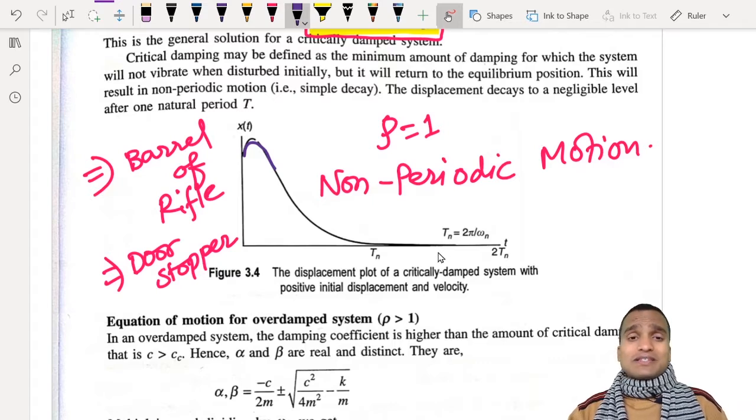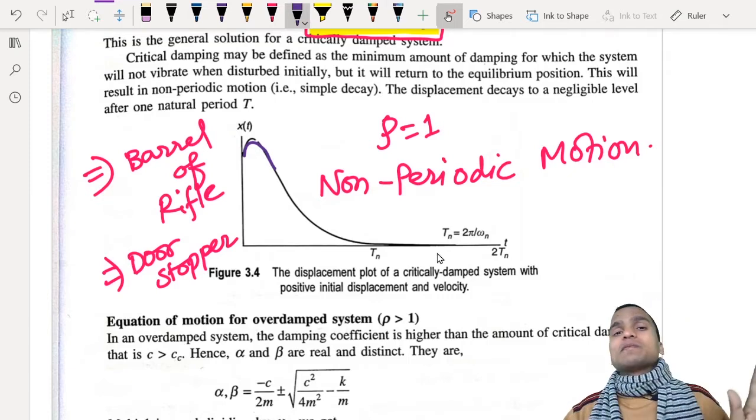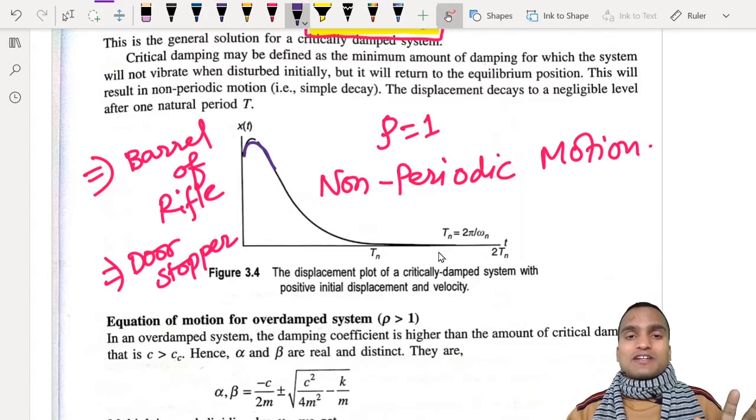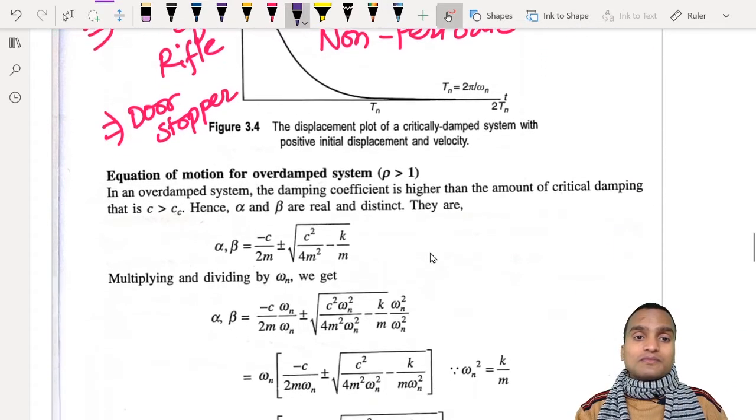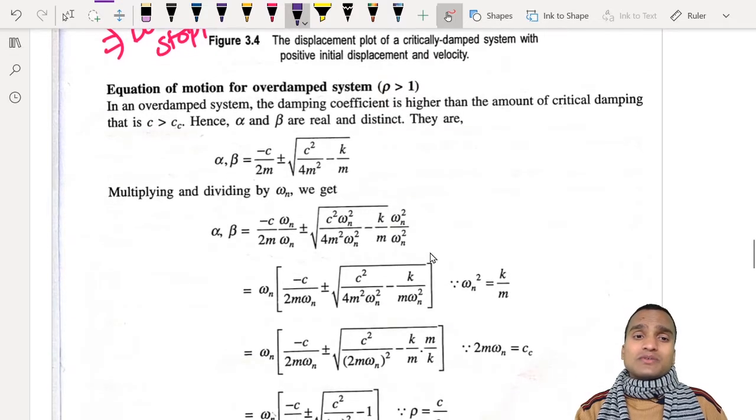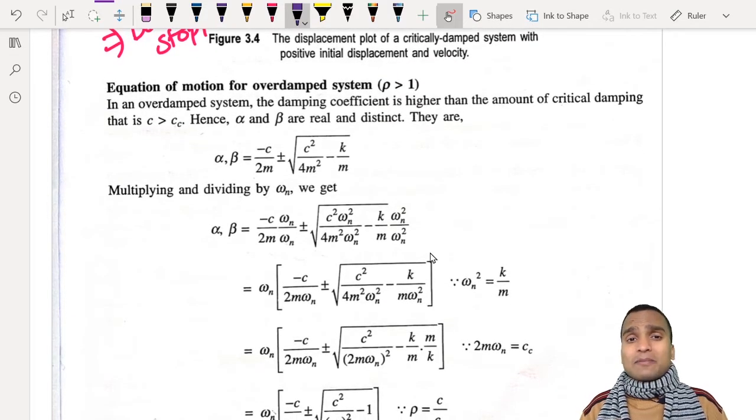So if we increase damping, then of course that will come in the category of overdamping. Okay, so of course in overdamping there is no possibility of periodic motion. It will not allow the system to oscillate. Okay, because damping is more than the critical damping. Okay, so now we are going to discuss today about the overdamped systems and underdamped systems in detail.